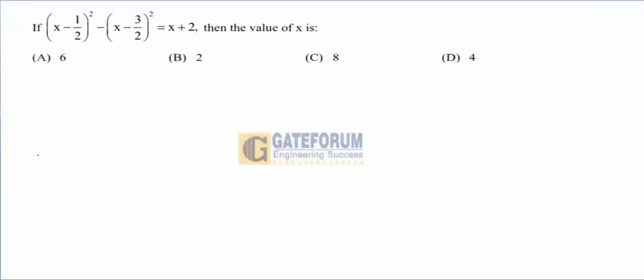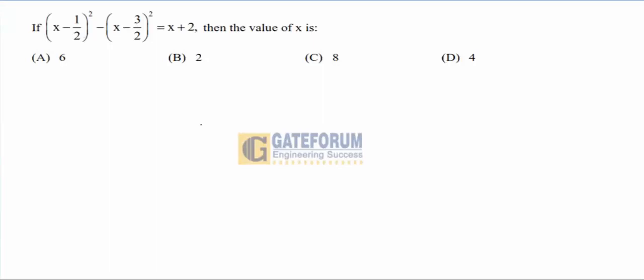This was the second set that was also there in the GATE 2021. Let us do that also. The first question is a simple one. If (x minus half) whole square minus this is equal to x plus 2, then what is the value of x that they have asked?